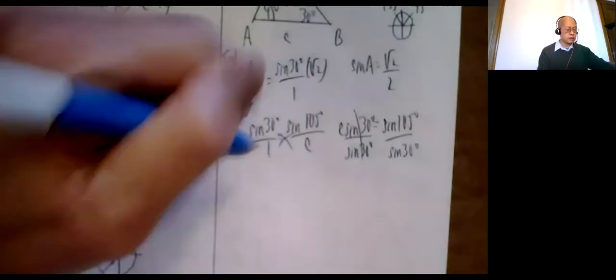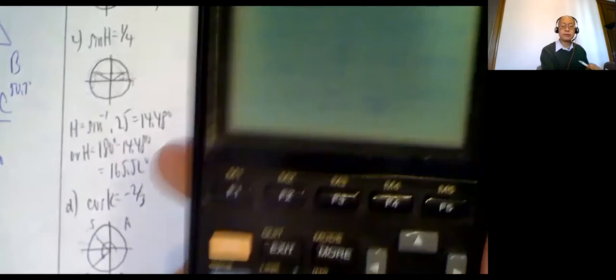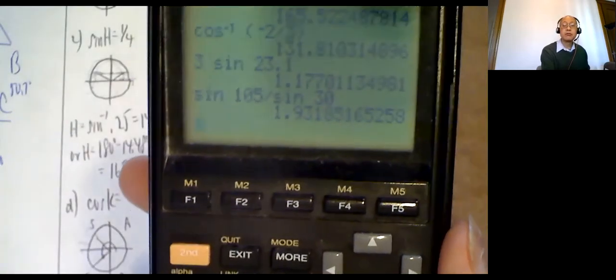Okay. So sine of 105 divided by sine of 30. Alternatively, if you already know sine of 30 is a half, you can just type in a half there, or 0.5. That gives 1.93.